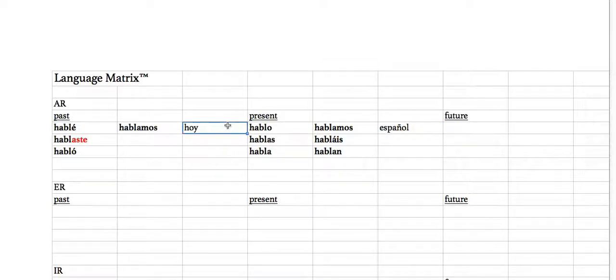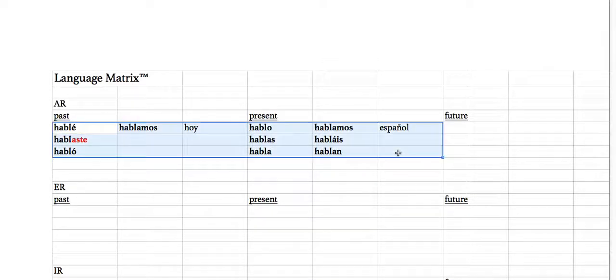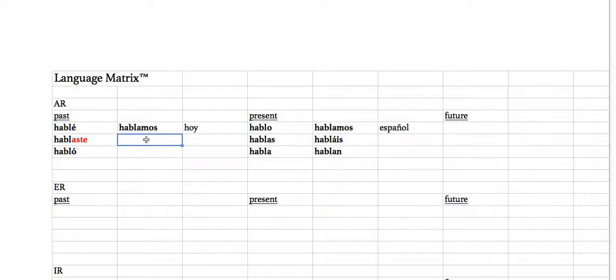So hablamos español hoy. So what did you guys do today? Well, hablamos español. We studied. Estudiamos español, right? Because this verb stands for other verbs too. It's just the ending.